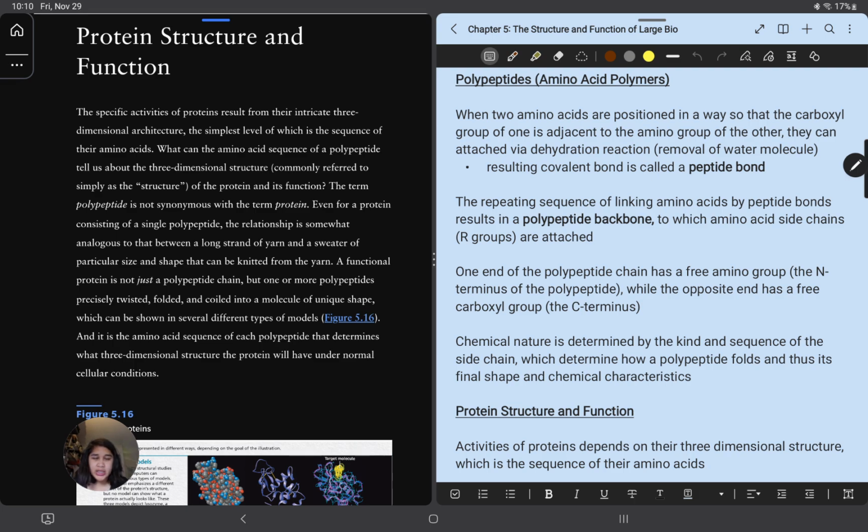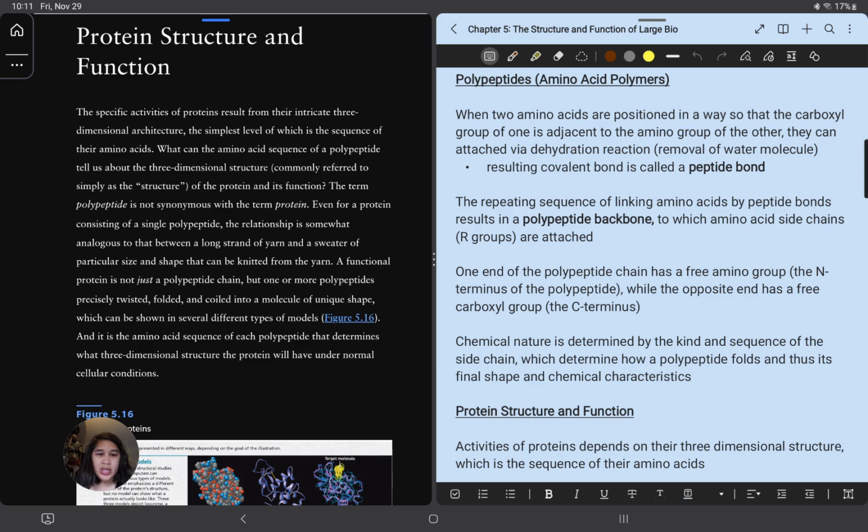So for polypeptides, amino acid polymers, I wrote, when two amino acids are positioned in a way so that the carboxyl group of one is adjacent or opposite to the amino group of another, they can attach through a dehydration reaction, which is a removal of a water molecule. The resulting covalent bond is called a peptide bond. The repeating sequence of linking amino acids by peptide bonds results in a polypeptide backbone, to which amino acid side chains, R groups, are attached.